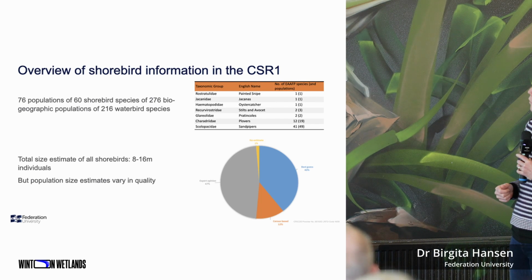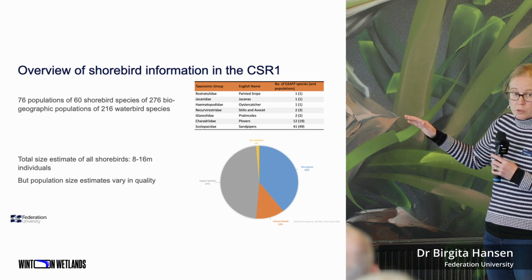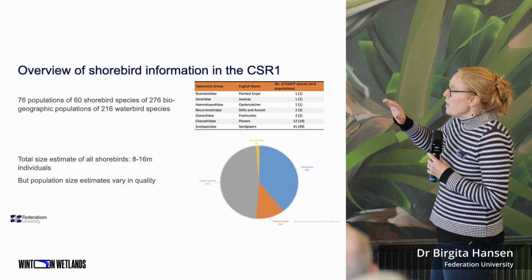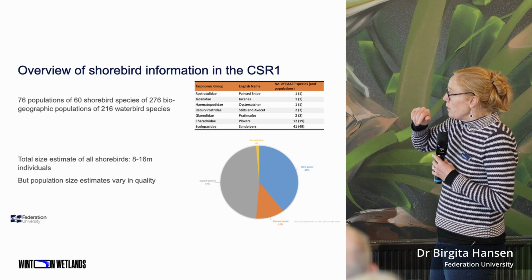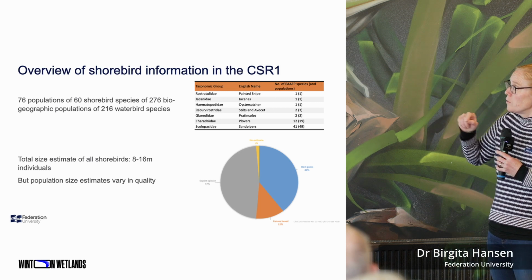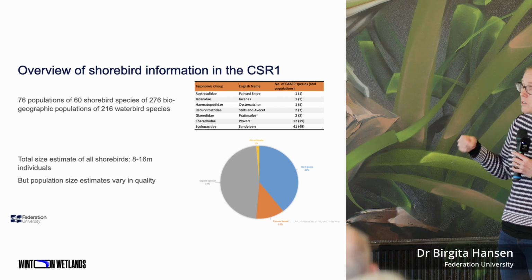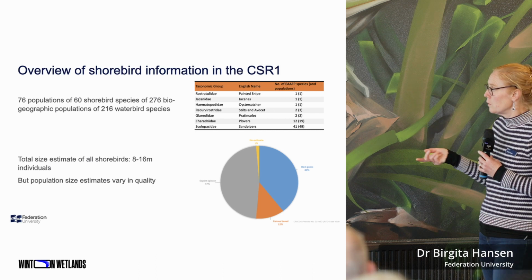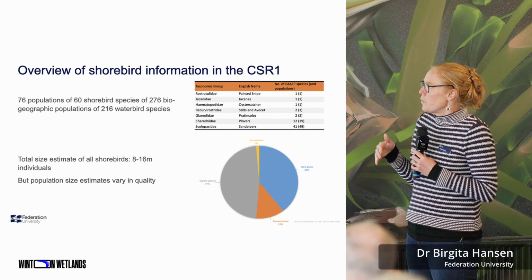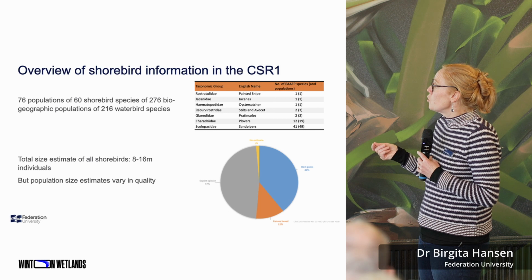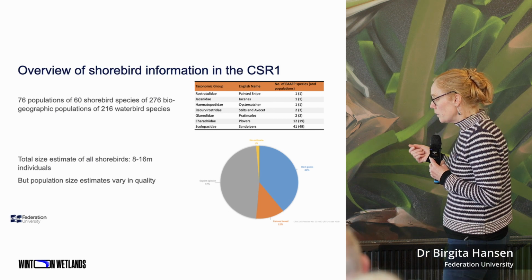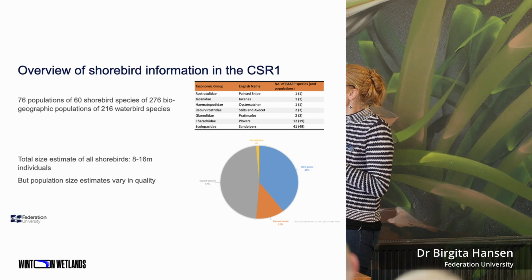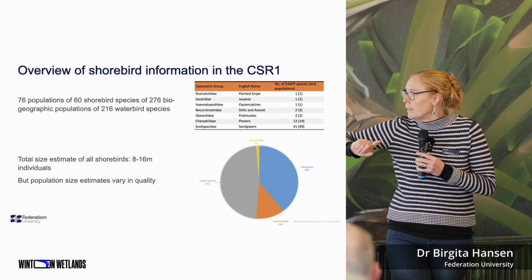So just a bit of an overview of the information they had in there. They were looking at all waterbird species. There's 216 waterbird species in the flyway and 276 biogeographic populations, so a lot of those will be subspecies as well as the species. And of those, we've got 76 populations of 60 shorebird species, the biggest ones, of course, being the Charadriidae, the plovers, and the Scolopacidae, the sandpipers.